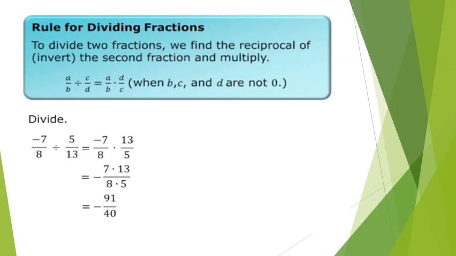Okay, so numerator 7 times 13, denominator 8 times 5. There are no common factors there, so basically what we have to do is just multiply straight across. 7 times 13 is 91, 8 times 5 is 40. So negative 91 over 40 is our answer to that division problem. We're going to leave it in the improper fraction format for now.